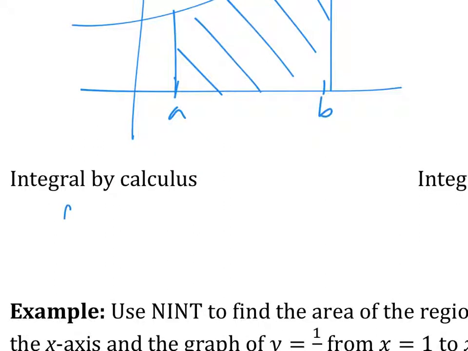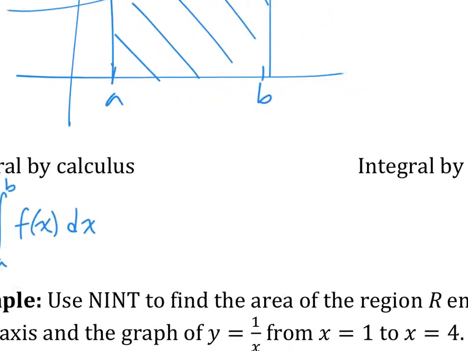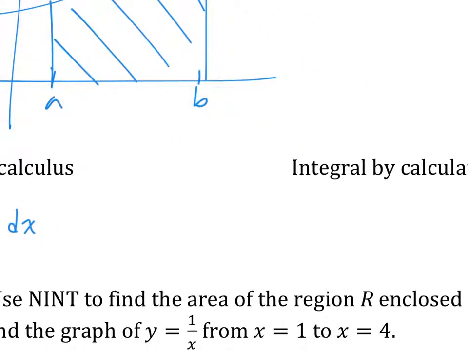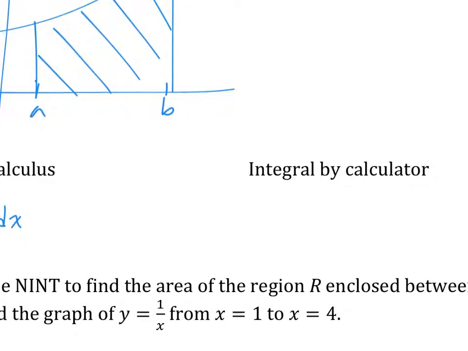So integral by calculus, we do an integral sign from a to b of f of x dx. Again, f of x means the height, dx means the length of the base. And we write dx because there's just infinitely many rectangles, and eventually it becomes a smooth curve. The calculator is using the Riemann sum. There's just infinitely many, so limit as n goes to infinity.